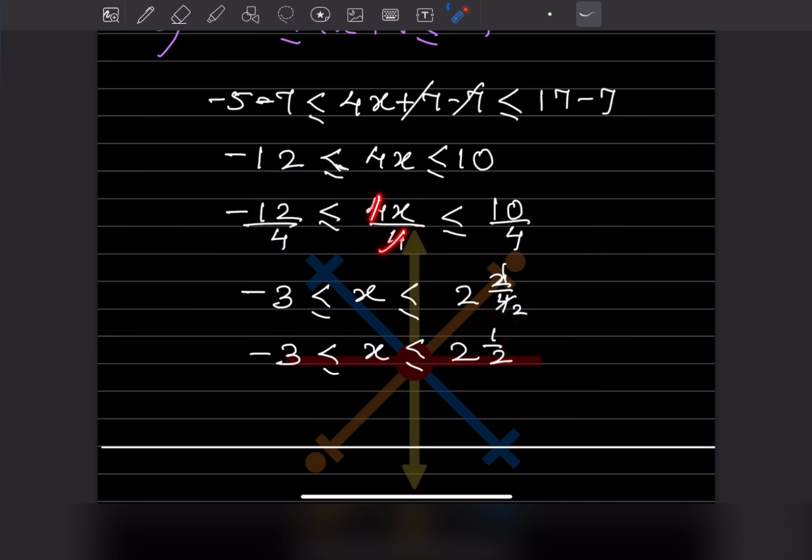And this and this get cancelled. That is going to be x. And here will be minus 3. So this is the final answer.